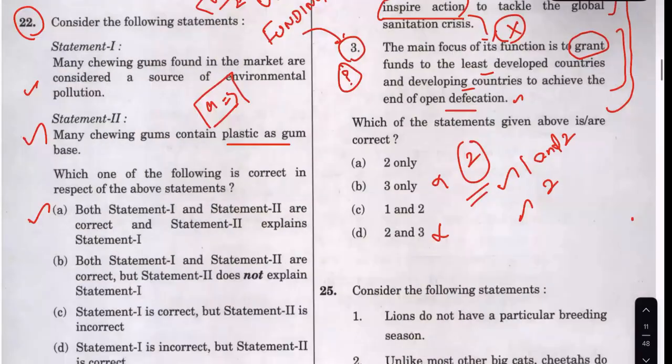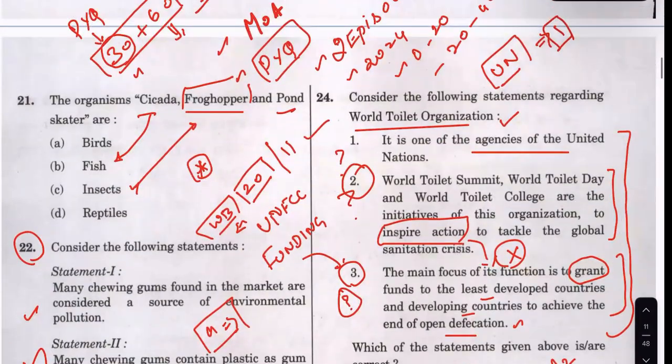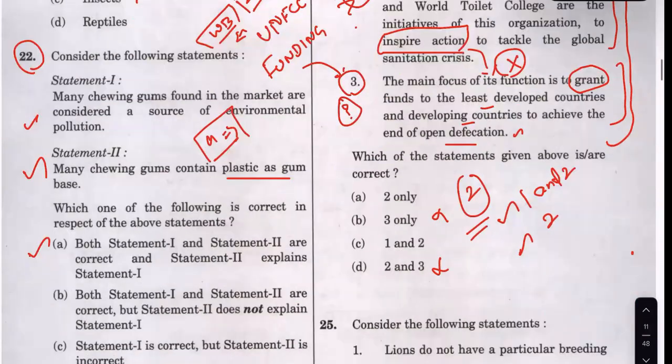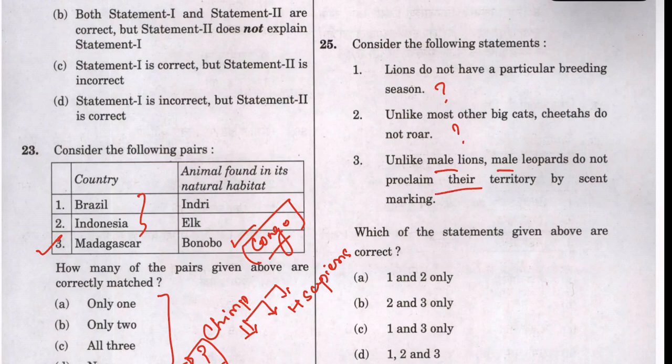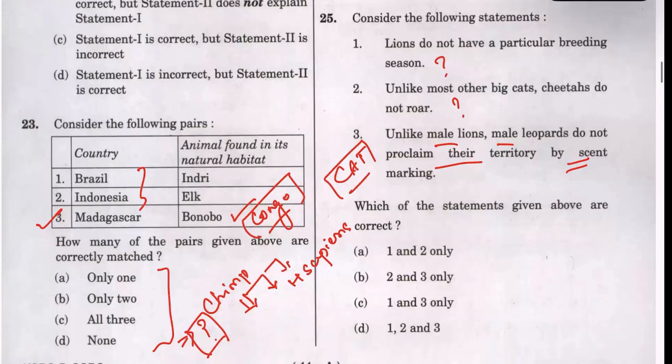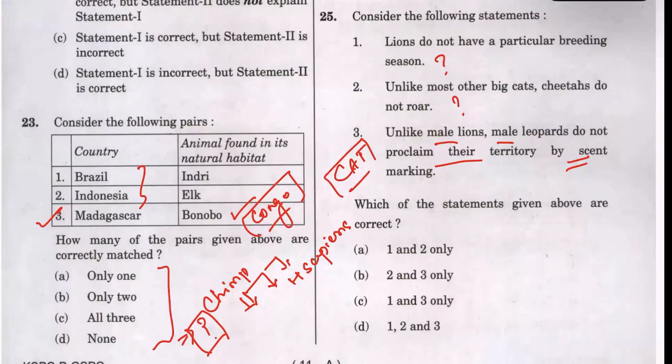Now come to this question. So I'm going to leave this question. I'm saying with this also we can work out the equation which is there. Even if you don't revise, you can actually tackle these questions. This question: lions do not have a particular breeding season. This is actually a problematic thing. Unlike male lions, male leopards do not proclaim. See, any cat family, any dogs, anything has this habit of making their scent as a marking of territory. This is not true. Now see here, if this is not true, this is very very true.